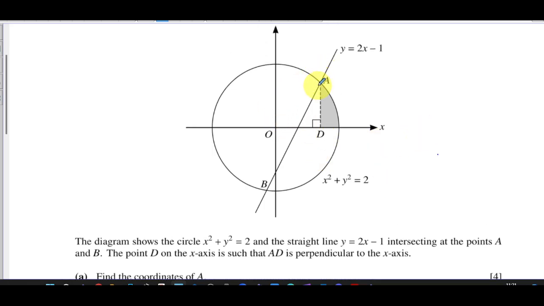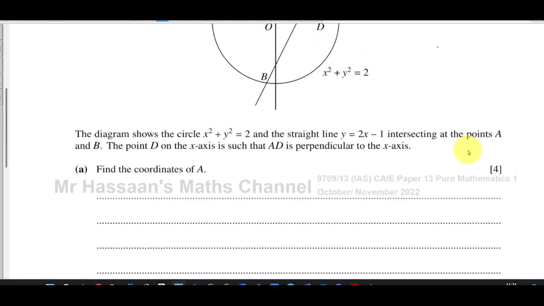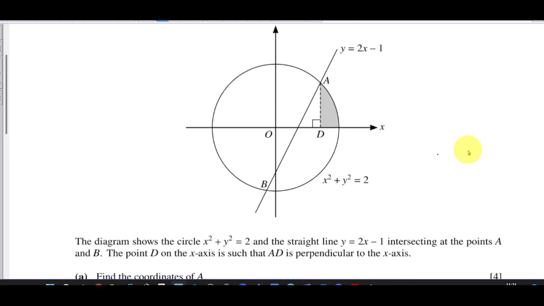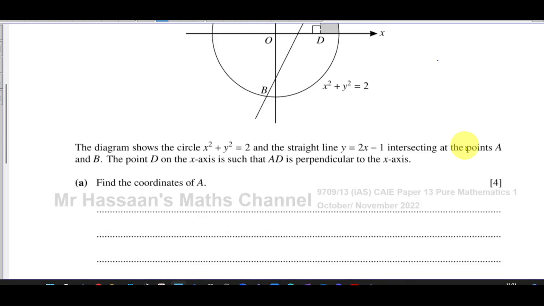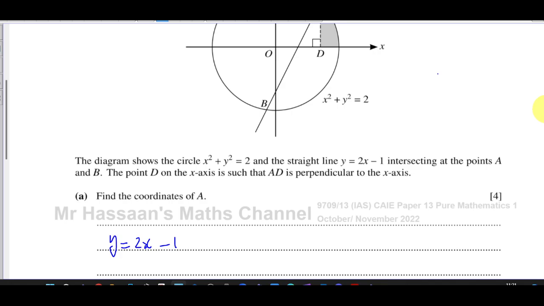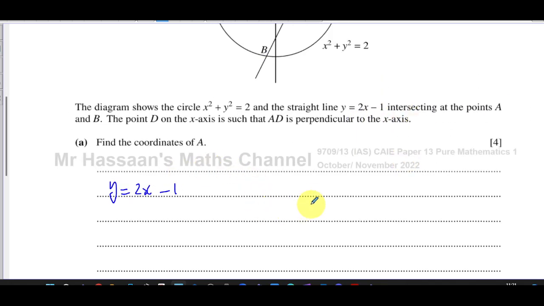So basically, point A is one of the points where this line and this curve intersect. If you want to find where the intersection is between two functions, we have to solve their equations simultaneously. So we have to solve the equations y equals 2x minus 1 and x squared plus y squared equals 2 simultaneously.